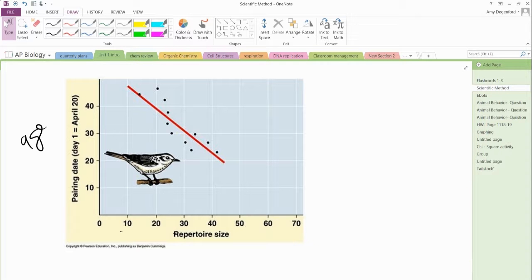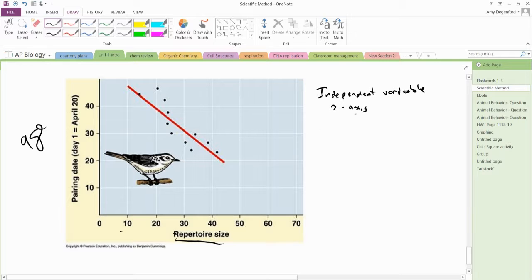Now, one last word on this. Notice in this graph, the repertoire size is going to be on the x-axis. We have on the x-axis the independent variable, and that's going to be true for the vast majority. The independent variable is also known as the experimental variable, and we put that on the x-axis. And then we see the dependent variable, and again, that's what we measure. That's what we're looking at, the response from the independent variable.